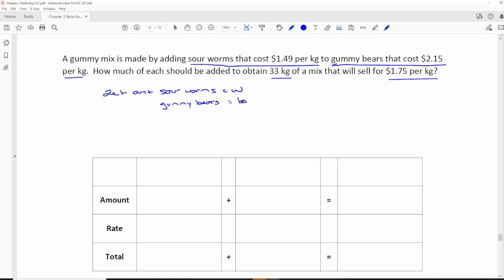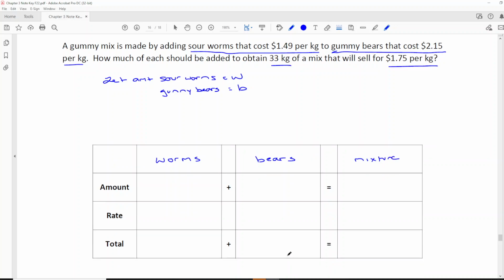Let's do that one as B. So we've got worms and bears. Those are the two things that we're going to mix together. And then what are you going to get here? It's going to be a mixture. So this is going to be your mixture.